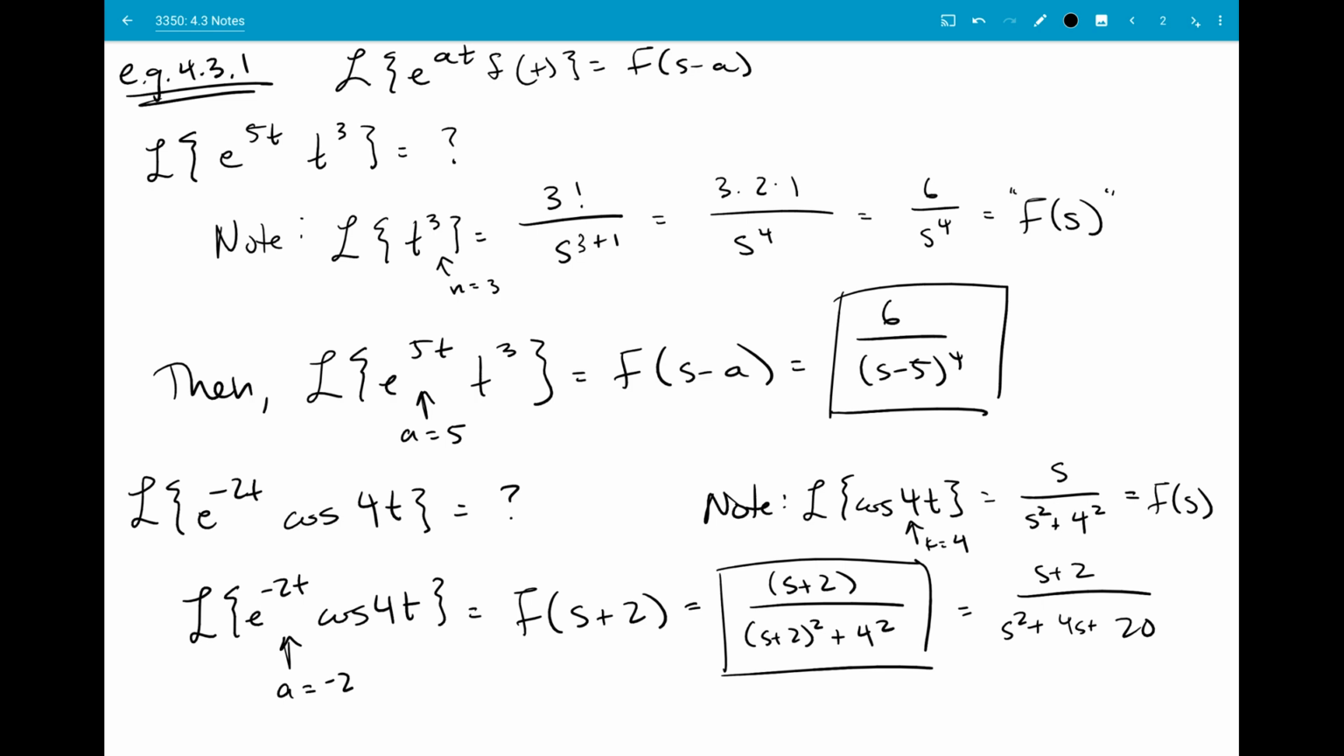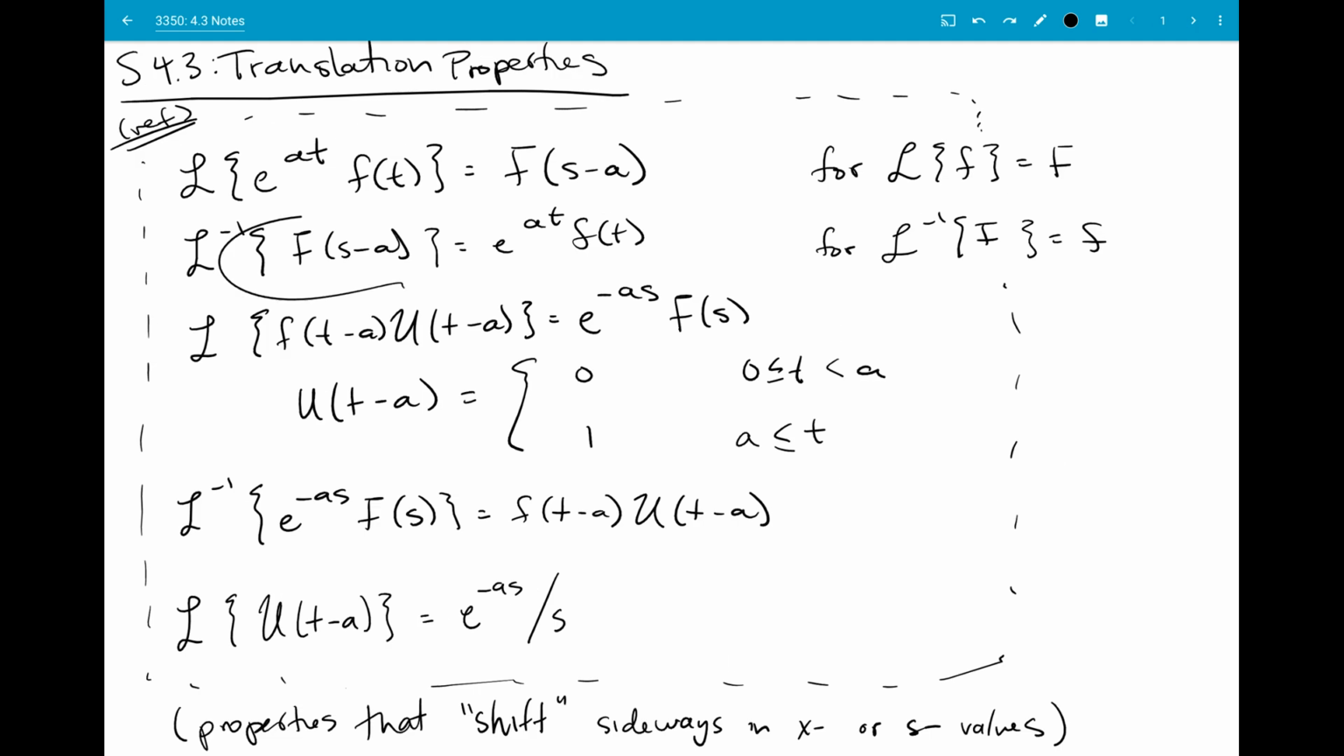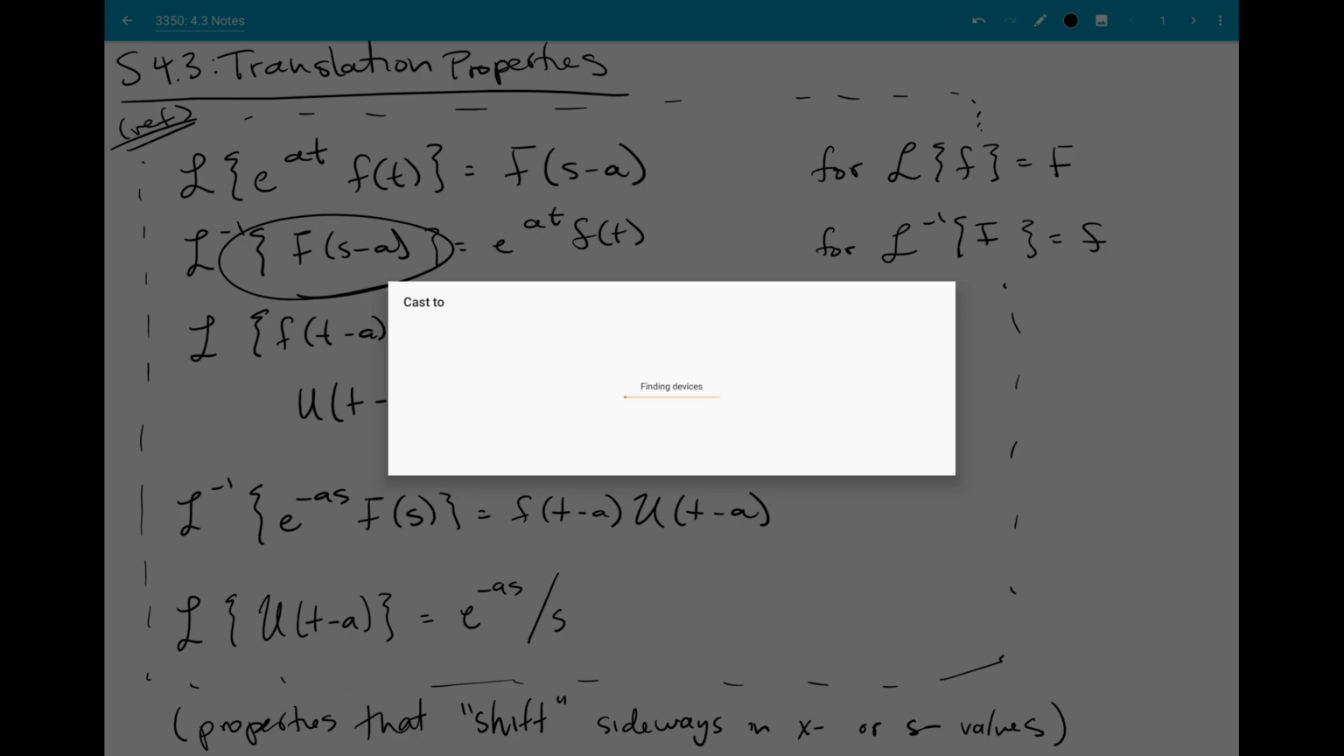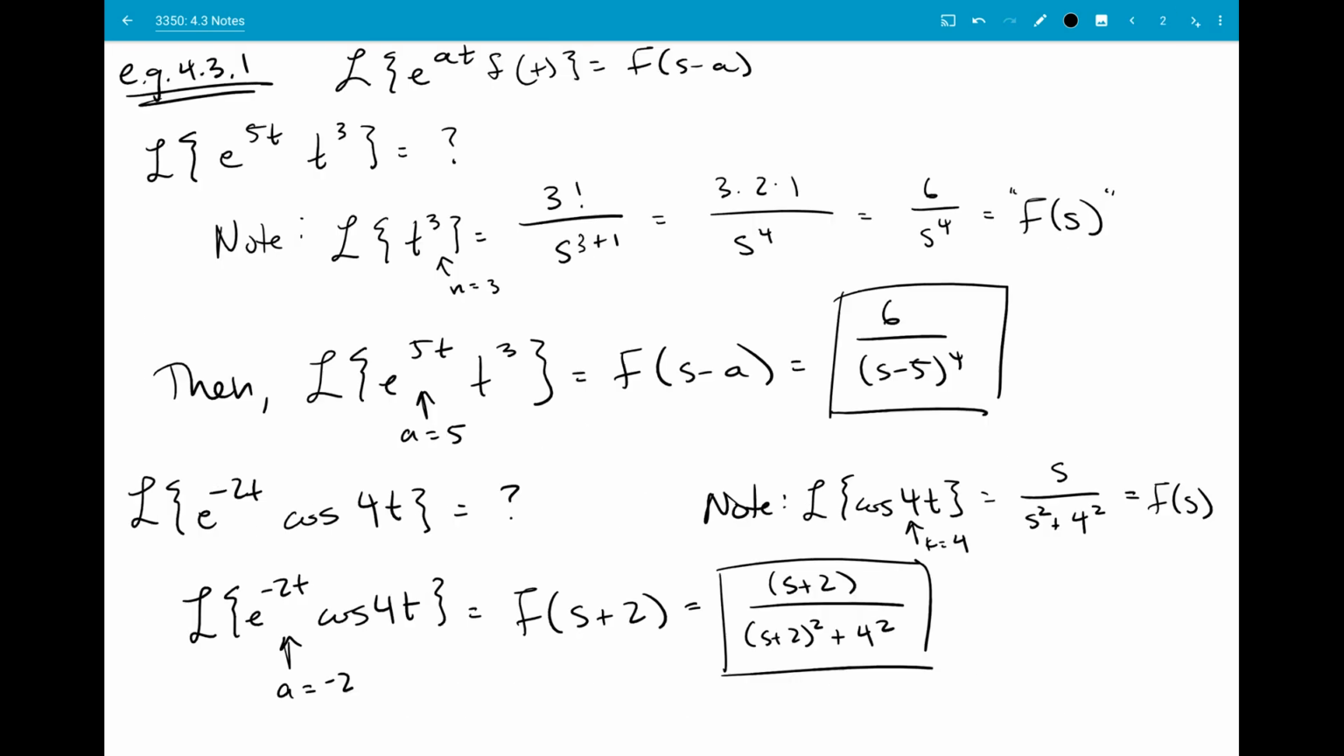And I would say in this section, don't start to simplify things until you have to. Because when you think about doing the inverse Laplace transforms like this, it's helpful for you to be able to see that there's an s plus 2 in this term, whereas if you multiplied it out, you wouldn't see that anymore.